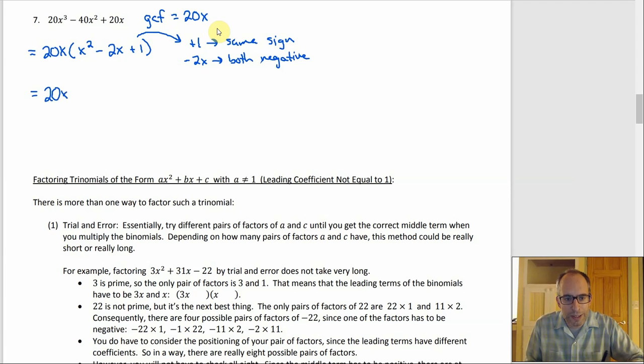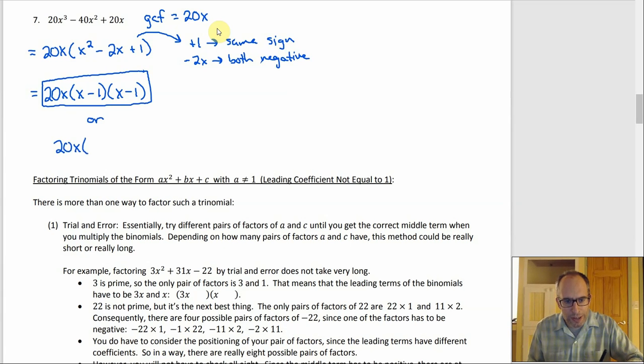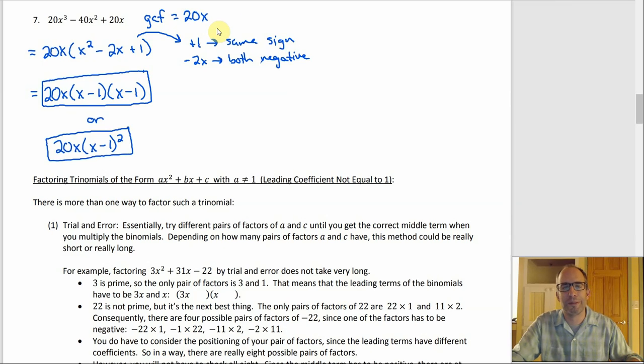So you'd have 20x times x minus 1 times another x minus 1. So you could write it that way, or you could compress that a little because you've got two x minus 1s multiplied in here. So you could write it as 20x times x minus 1 quantity squared, right? I guess that one's a little bit smaller in terms of how many characters you're writing out. And this can happen, right? You can have repetition in here. There's nothing wrong with that. And actually, section 4.6 covers a lot of that stuff.